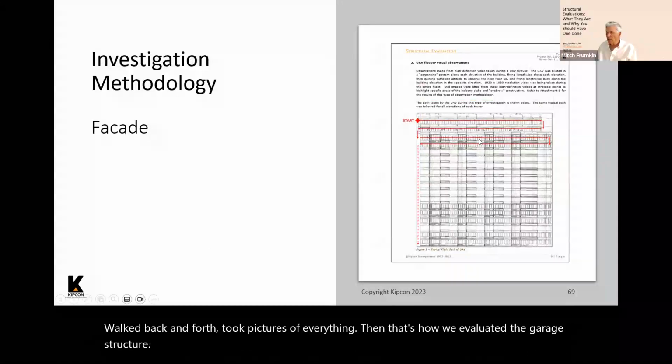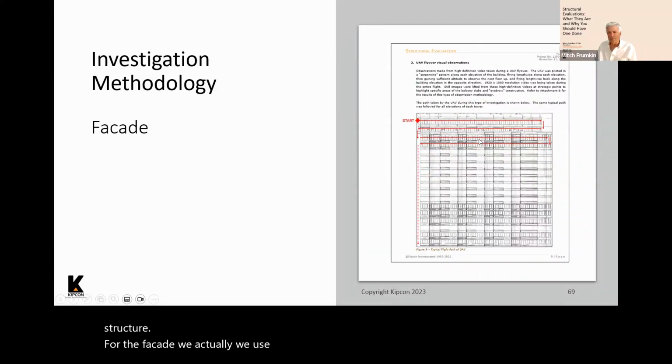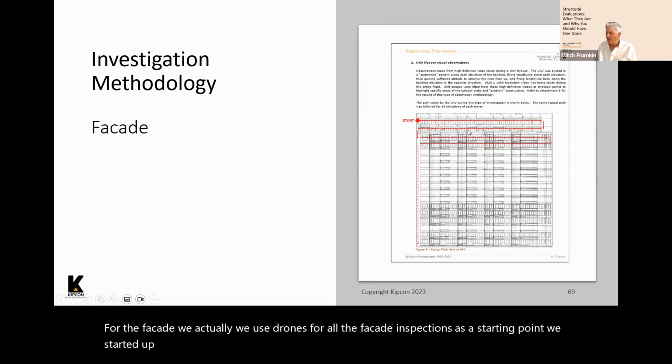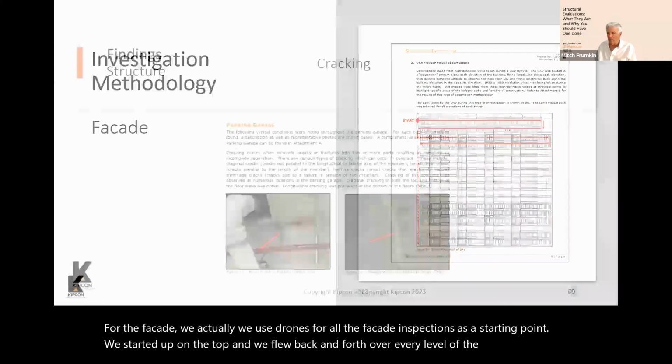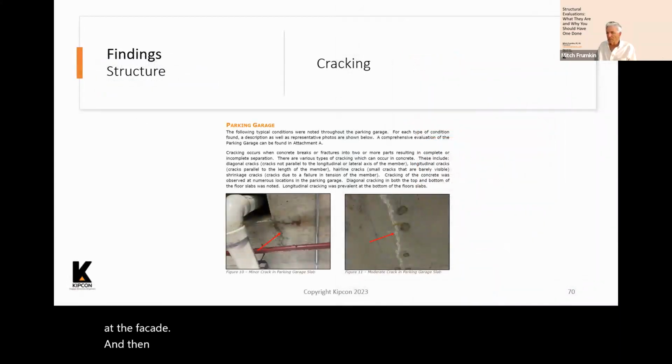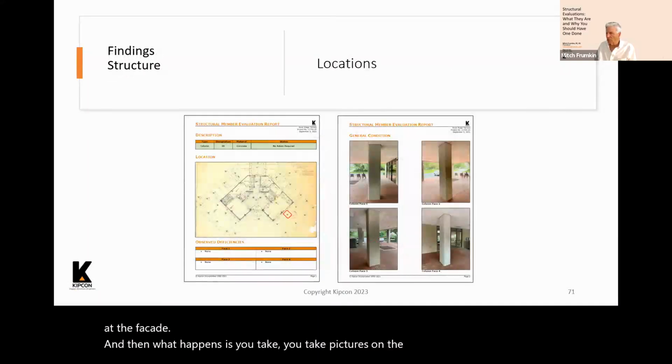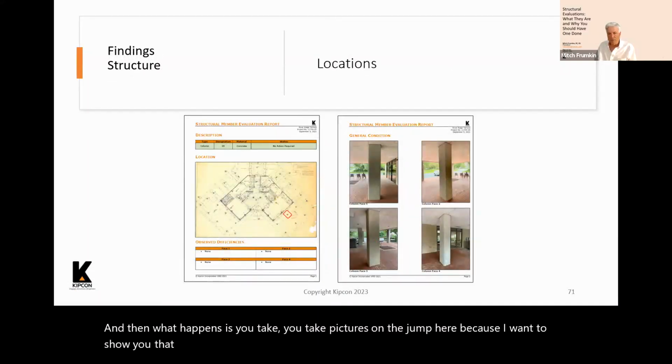For the facade, we use drones for all the facade inspections as a starting point. We started up on the top and we flew back and forth over every level of the building, looking at the facade. And then what happens is you take pictures. I'm going to jump here because I want to show you that we take a location.